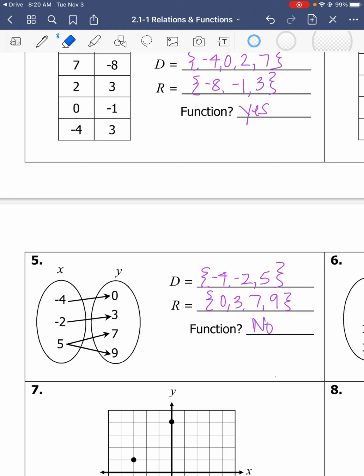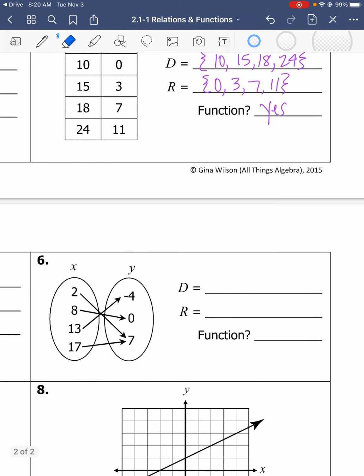All right, looking at number 6 over here. Same thing, listing out the domain here. We have 2, 8, 13, and 17. Close that. The range, we have -4, 0, and 7. Is this a function? Well, we don't have any duplicate x values, so yes, it's a function.